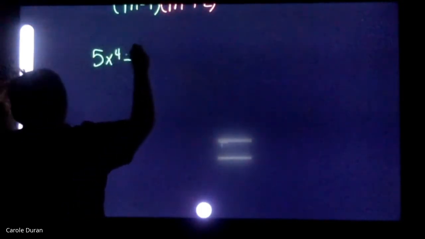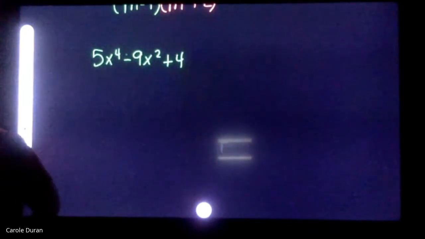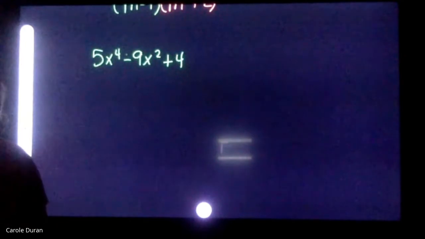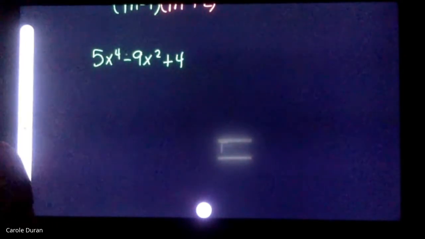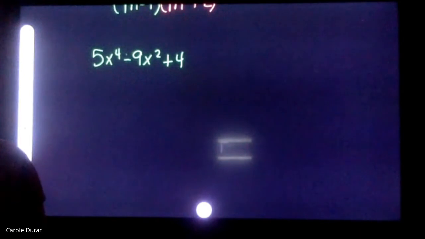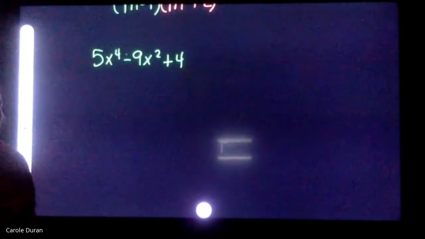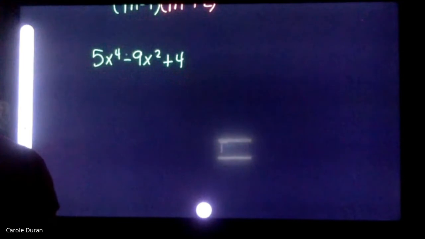Okay, I really don't. Example I has 5x to the 4th minus 9x squared plus 4. So this one really doesn't fit any of the molds that I have. So what I have to do is I have to kind of think outside the box. As I'm looking at this one, I notice that the exponent on my first term is twice the exponent on my middle term, and my third term has no exponent or variable at all, which means this actually fits a quadratic type form.